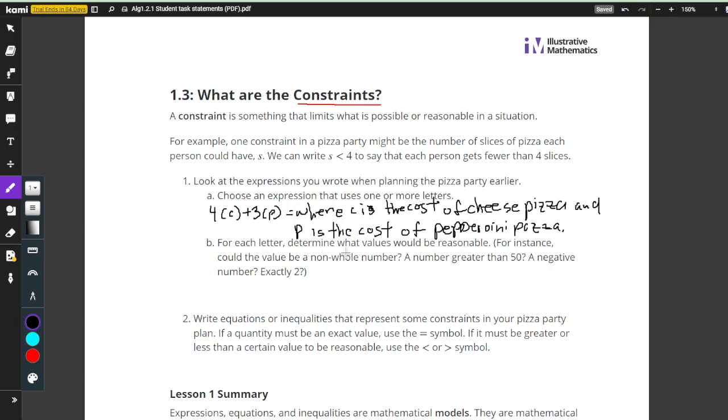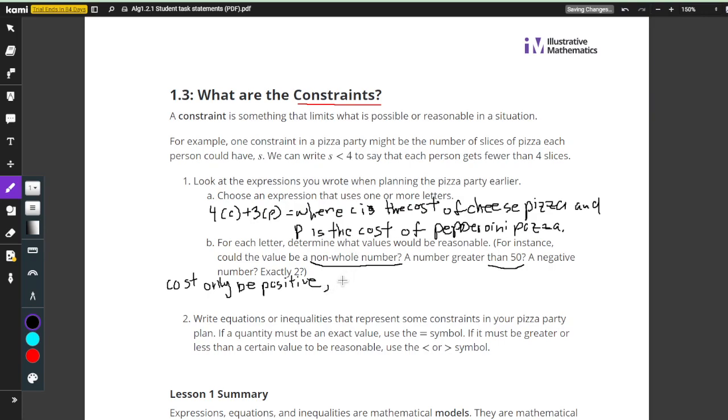For each letter, determine what values would be reasonable. So we're looking at constraints. We're going to look at the cost of cheese and pepperoni pizzas. For instance, could the value be a non-whole number? So it could be decimals. A number greater than 50, so something bigger than 50. A negative number, exactly 2. So we're going to look at constraints. We know that pizza is a cost, and because costs can only be positive numbers, that's one of our constraints. What else could it be?